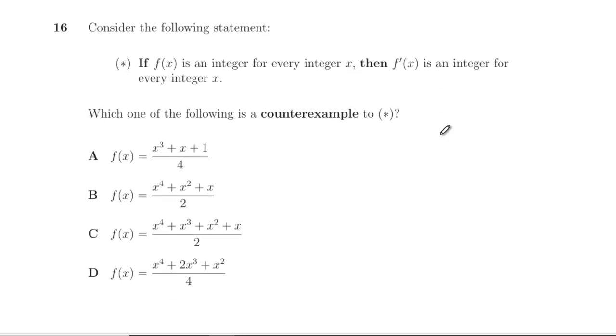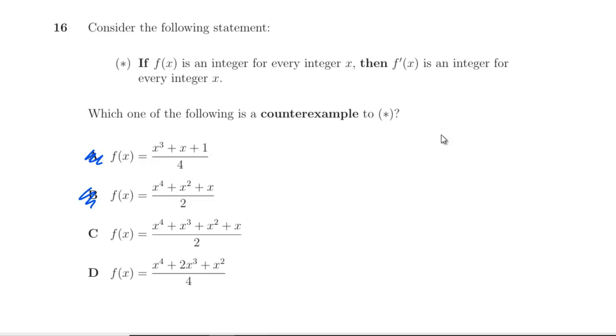Okay. Consider the following statement. If f of x is an integer for every integer x, then f dash of x is an integer for every integer x. Which one of the following is a counterexample to that? So for A, we've got that. Yeah, but that doesn't work straight from the outset, does it? If you put 1 in, you're getting 3/4. So if f of x is an integer for every integer x, well, it's not, so it can't be a counterexample to it. Well, we've got the same for the second one, 3/2.